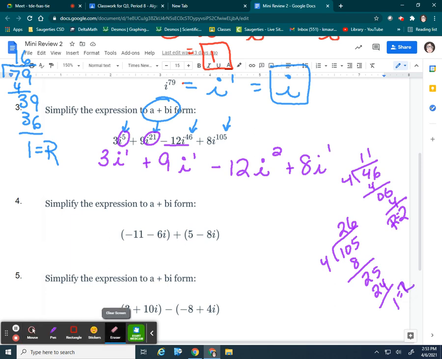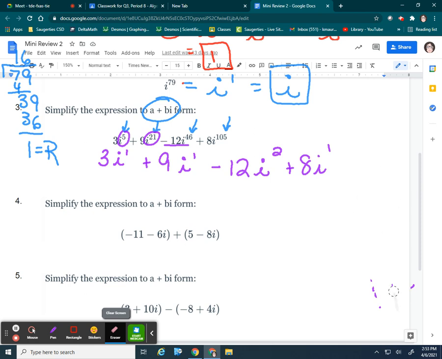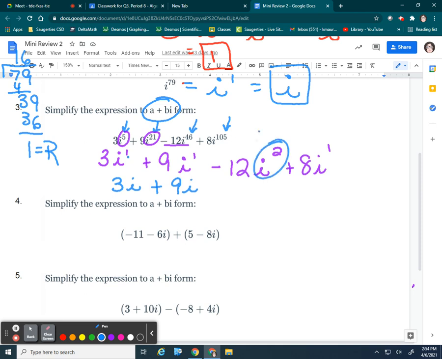I'm going to erase some of this stuff. So now I'm going to evaluate my i's. Simplify them a little bit more if I can. 3i to the 1, you can't simplify i to the 1 anymore. It's just 3i. Same with 9i. Now 12i squared. i squared is the same thing as negative 1. Negative 12 times negative 1 is a positive 12. And then I'm going to bring down plus 8i.